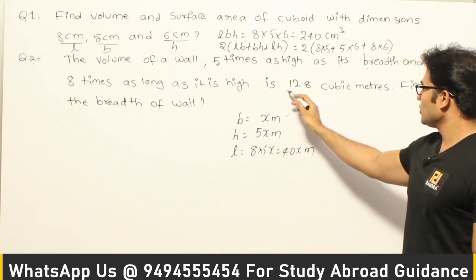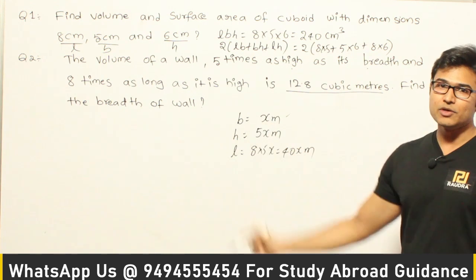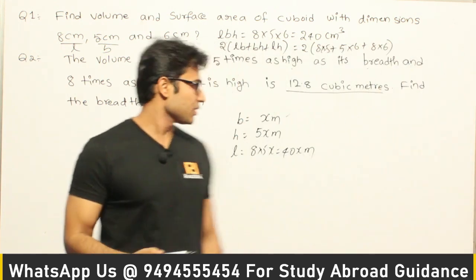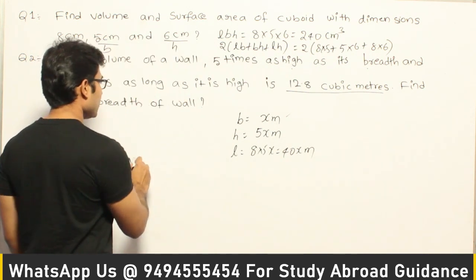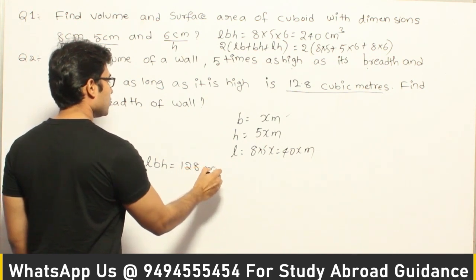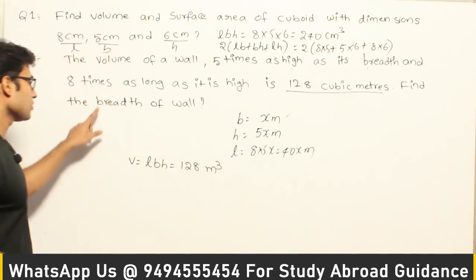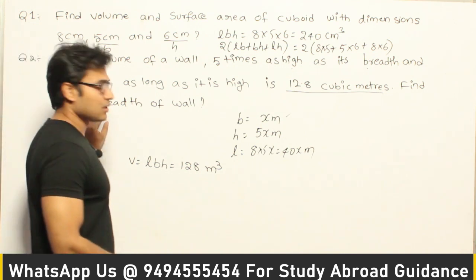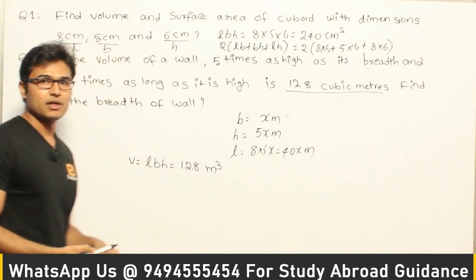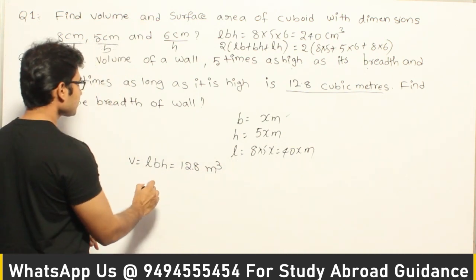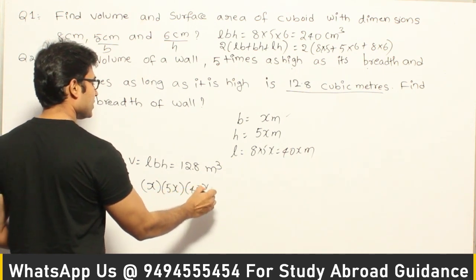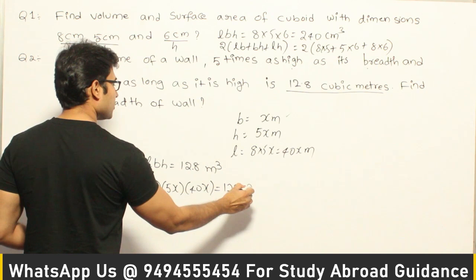And what is given is the volume. So volume, what is volume? L into B into H. So the product of these three numbers is given as 128 cube meters, right? So volume equal to L into B into H equal to 128 cubic meters. Then they are asking us to find out the breadth. So what is breadth? x, right? So breadth is x. Got it? Now x into 5x into 40x equal to 128 meter cube.